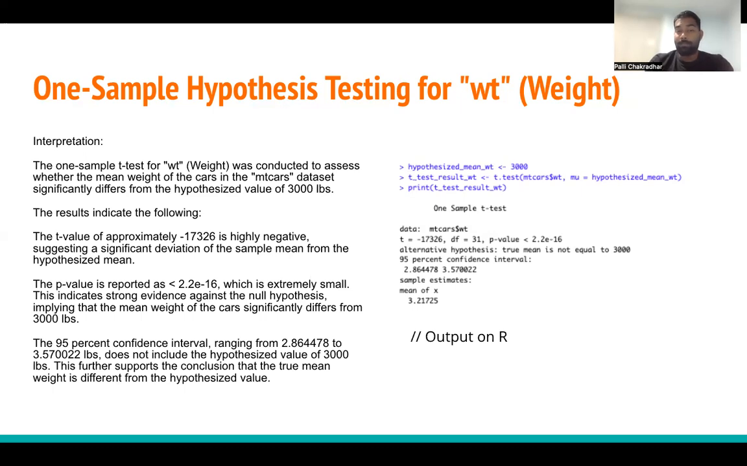The p-value is reported as extremely small, so this is also strong evidence that it deviates from the hypothesis. The 95% confidence interval shows the range the true mean can be in, and it does not include the hypothesized value. So this is the conclusion here.